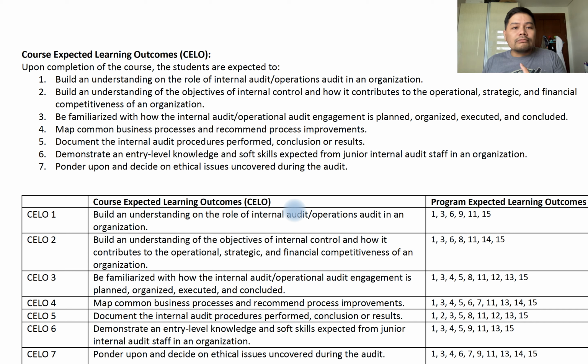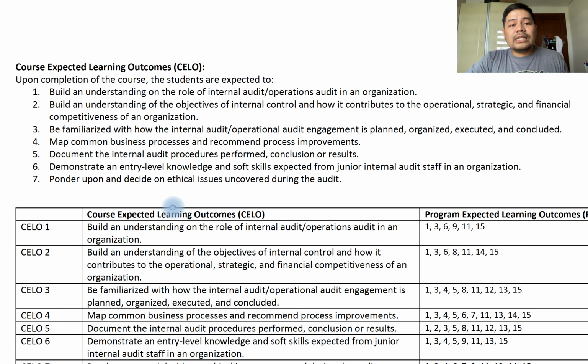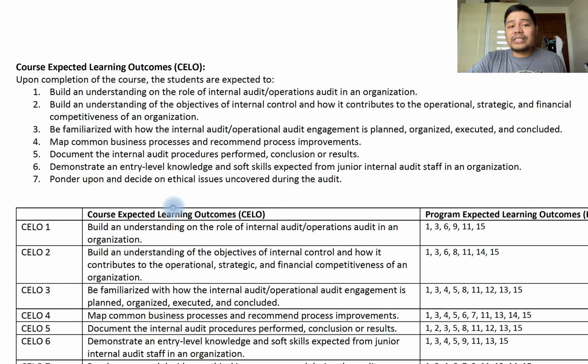So, we'll be later on expanding the role of the internal audit. Number 2, you are also expected to build an understanding of the objectives of internal control and how it contributes to the operational, strategic, and financial competitiveness of an organization. So remember in your auditing principles, actually related din sa auditing principles tong subject na to. Kaya nga mamaya may review tayo nito.